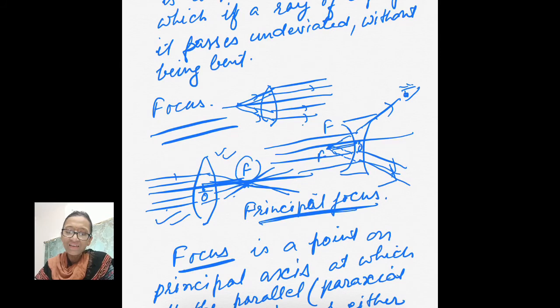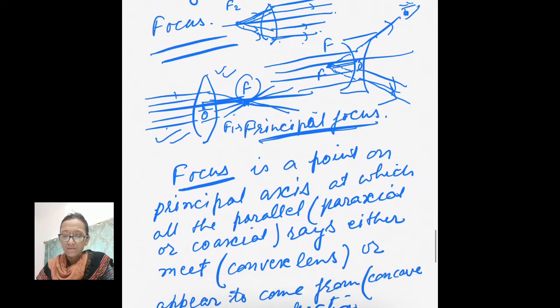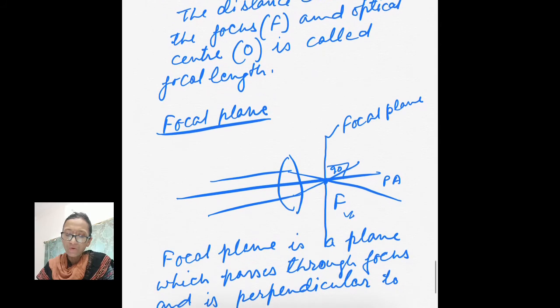And now in the second case you have a point on the principal axis, from where if rays are initiating, after refraction they will become parallel to the principal axis. So this is also termed as focus, and this is actually F2, second focus. So do recall that you have two focus, principal focus F1, and here you have focus F2. So let me come to the point.